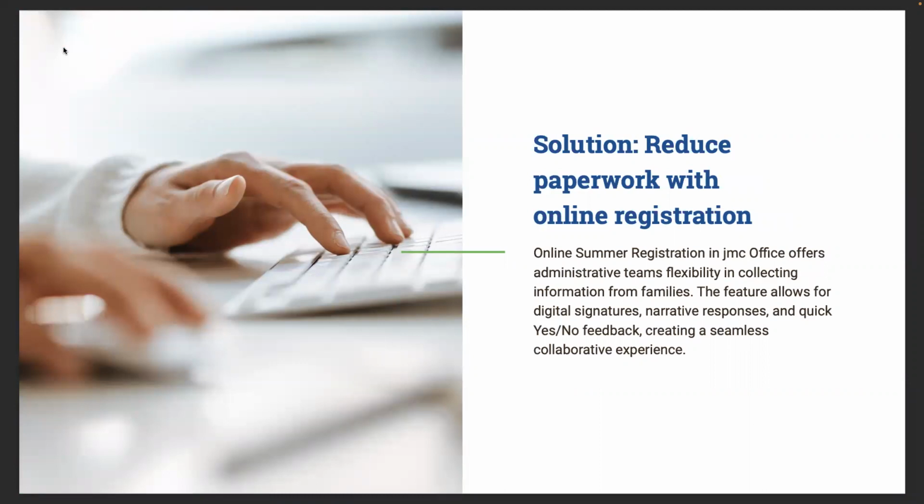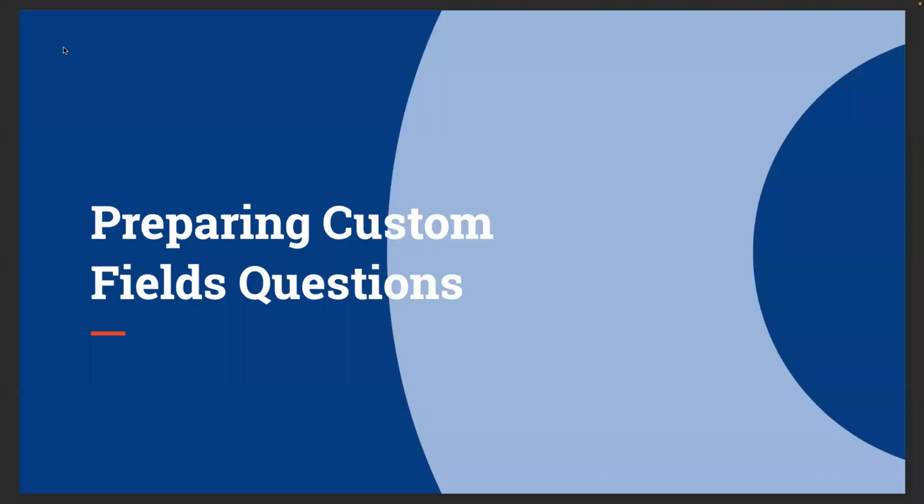Online summer registration in JMC Office offers administrative teams flexibility in collecting information from families. The feature allows for digital signatures, narrative responses, and quick yes/no feedback, creating a seamless collaborative experience. So preparing custom fields questions.